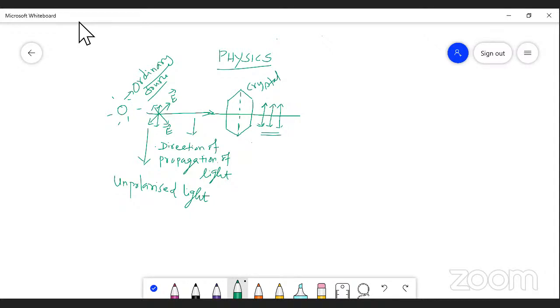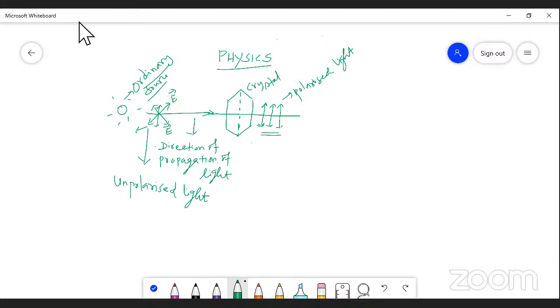So, this light vibration is in only one particular direction. All other vibrations from the unpolarized light are restricted by the tourmaline crystal. So, the light beam that comes out from the tourmaline crystal is said to be plane polarized light or polarized light.